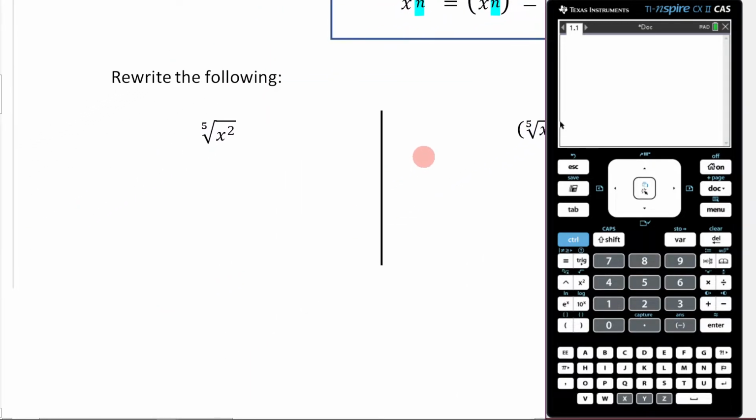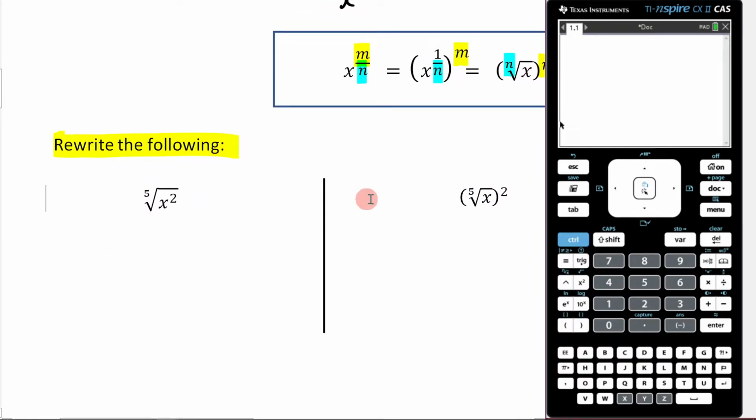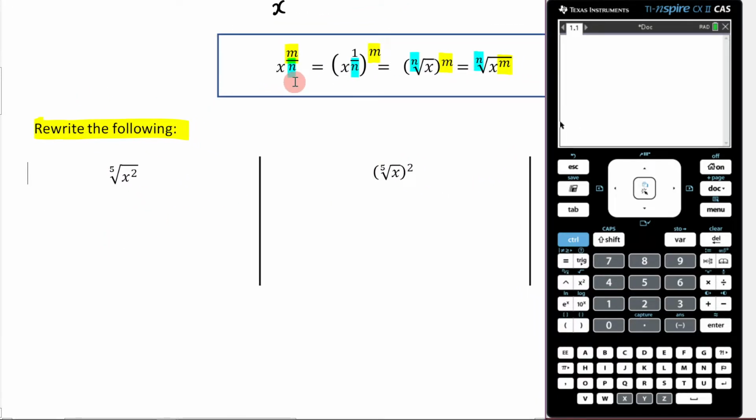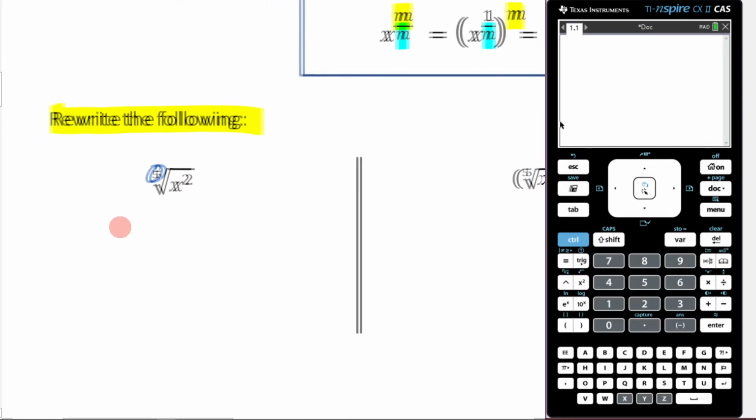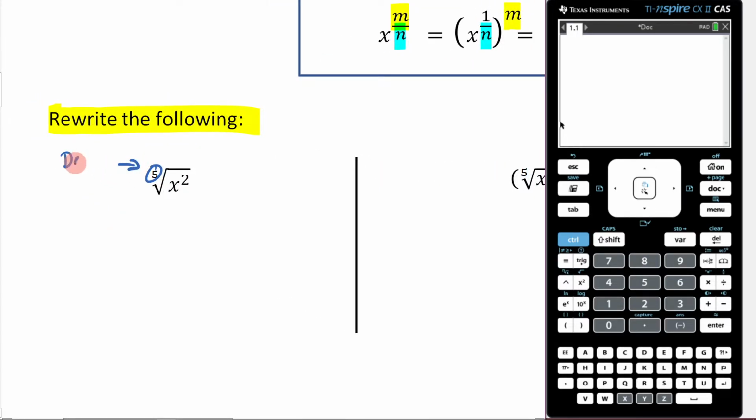All right. But before we do that, let's see if we can rewrite the following. So here we have the fifth root of x squared. Now we need to remember this right here. So let's just zoom out and keep this in mind. Remember that the denominator of the rational indice is associated with the nth root. So when I come to answer this, I know that this 5 is going to be the denominator. So I'm going to write that in. This here is going to be the denominator, and this 2 here is going to be the numerator. So that means I'm going to be left with x to the 2 on 5. That's how you answer that.